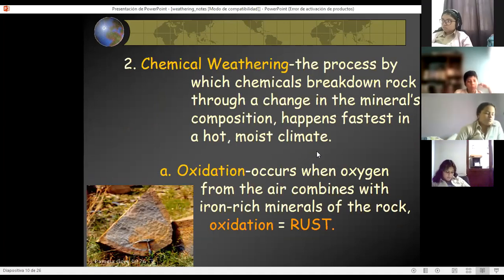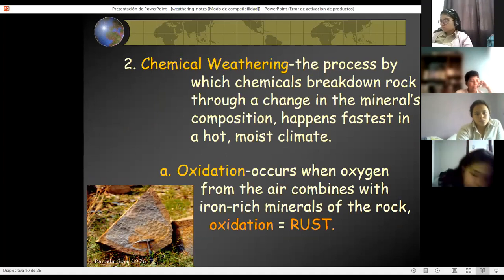And here we have the chemical weathering. This is like the last part of this. But before continuing with the chemical weathering, I need that. Natalie, can you read the last paragraph that appears on page 214? Because in that part we have examples that you can use in the exam.